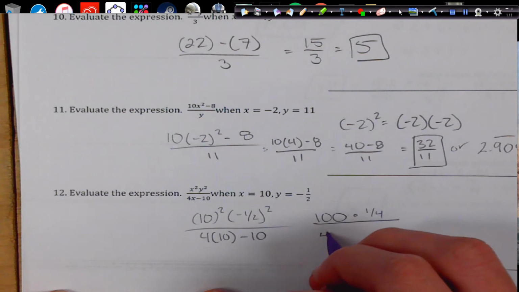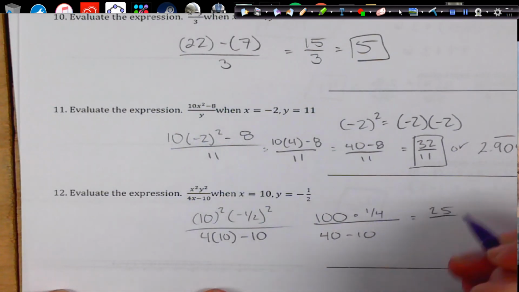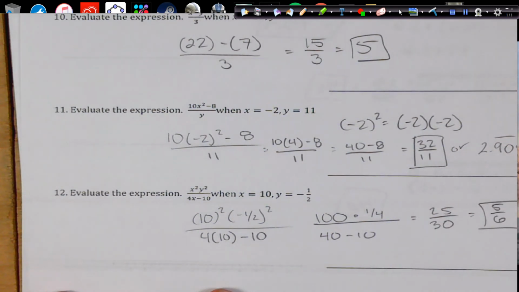That's going to become 40 minus 10. That's going to be 25 over, that's 30, and that's going to reduce to 5 over 6. All right, 12 done, and more than 12 to go.